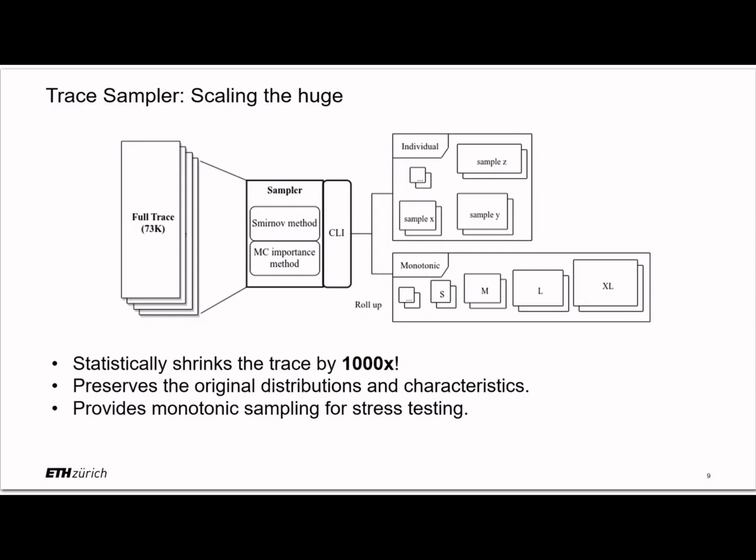The reason for this is that each sample is individually sampled from the original trace, right? So the number of functions in a sample trace doesn't directly translate to the load they have, right? So for example, a trace of 100 functions can have a little bit lower load than a trace containing only 90 functions, right? And it's going to be a headache if you are going to do stress testing using this trace. That's why we provide monotonic sampling.